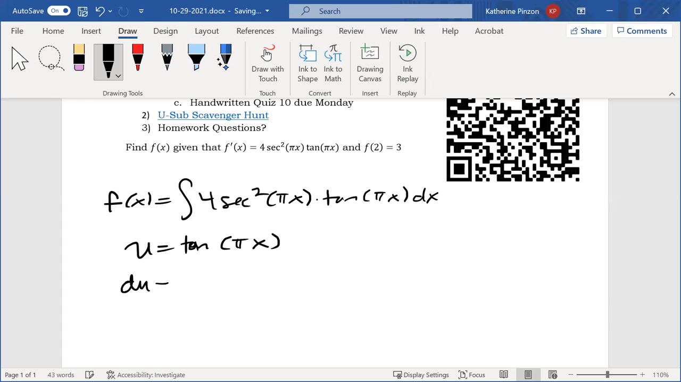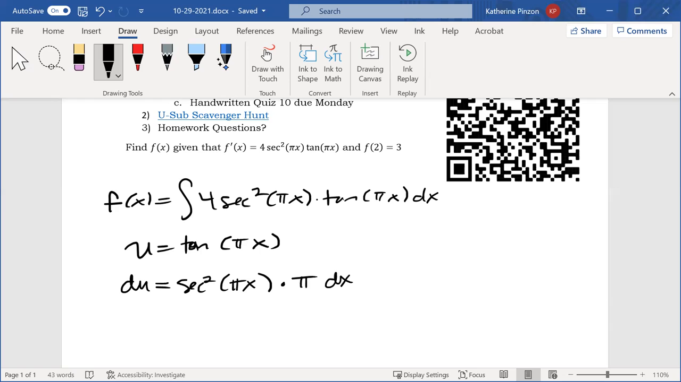Okay, what's the derivative of tangent of pi x? Secant squared of pi x, and then times pi. I need to put that times pi at the end because I need the derivative of the inside, right?